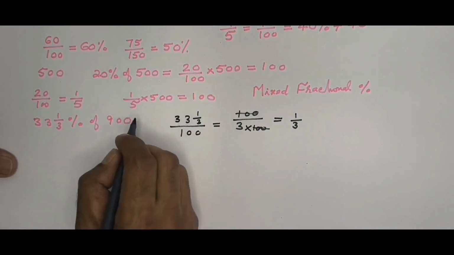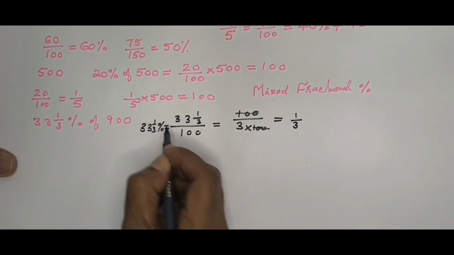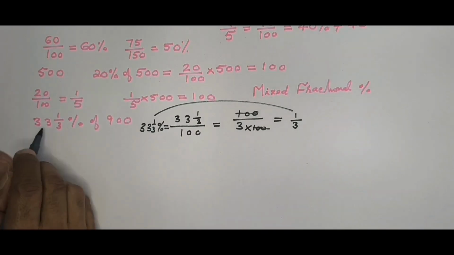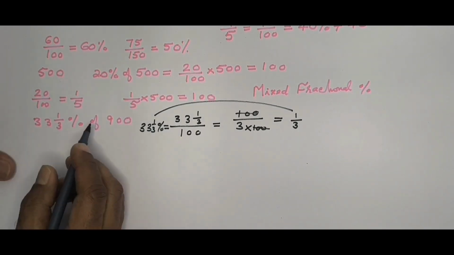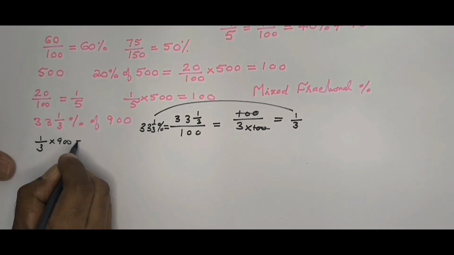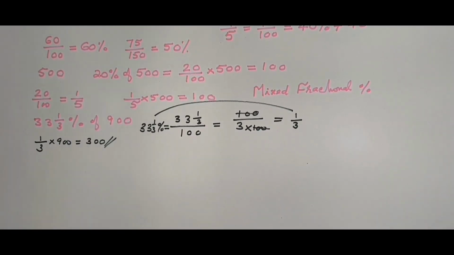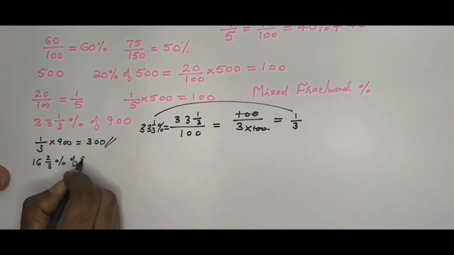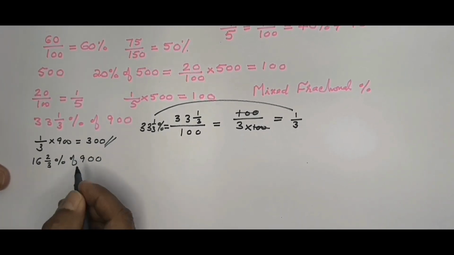Now cancelling these two, you get 1 over 3. So what do you observe? 33 and 1/3% is the same as 1 over 3. So to find out 33 and 1/3% of 900, you need to just find out 1/3 of it, which you can do in your head. Now what do you do to find out 16 and 2/3% of the same number, say 900 or any number you can write?